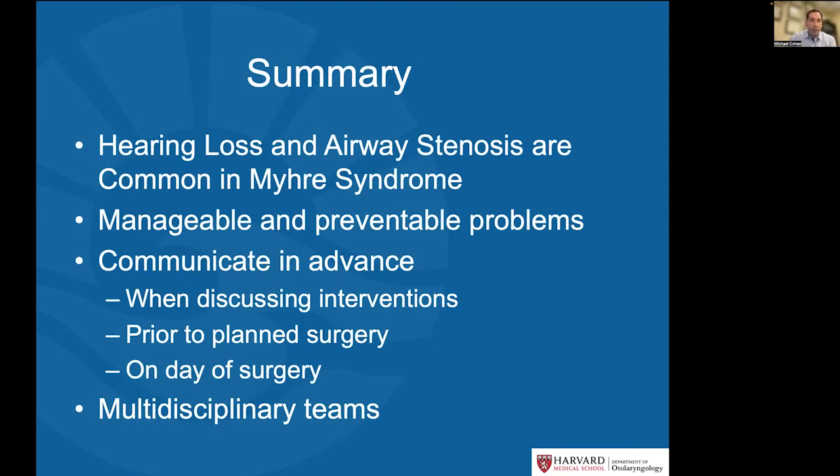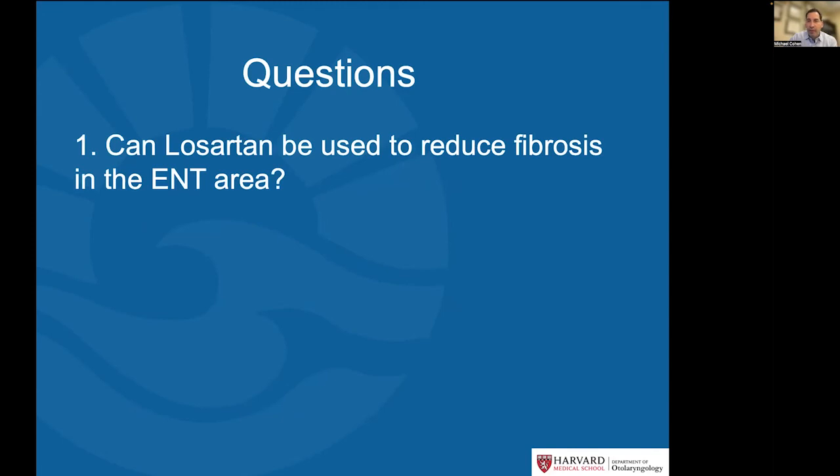So in summary, hearing loss and airway stenosis are very common problems in Myrie syndrome. They are manageable, preventable, and treatable. It's important to have excellent communication in advance, both when discussing interventions before the planned surgery, and on the day of surgery. And involving a multidisciplinary team can help improve care by optimizing this sort of communication. So now I will take some questions which have been sent in advance from the potential audience.